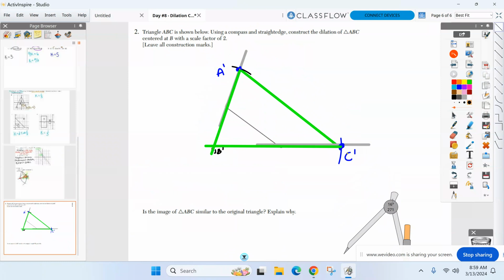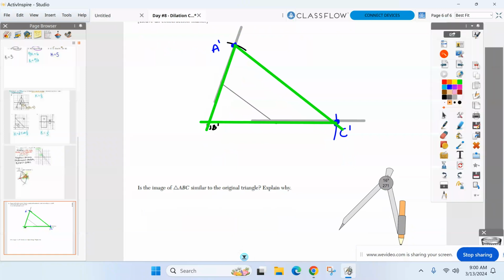All right, last part. Are these two similar? Are these two similar? A, B, C, and A prime, B prime, C prime. Darn right they are. If it said congruent, I'd write no, but they are similar. Explain why. Because dilations do what? There we go. Preserve angle measure.